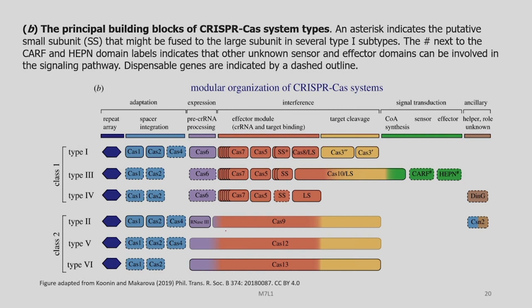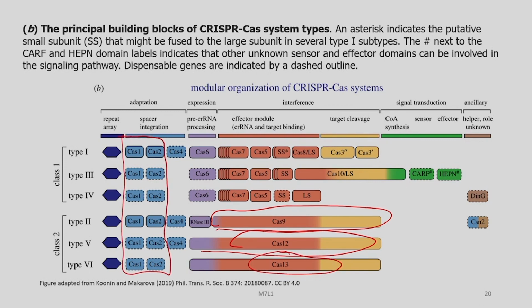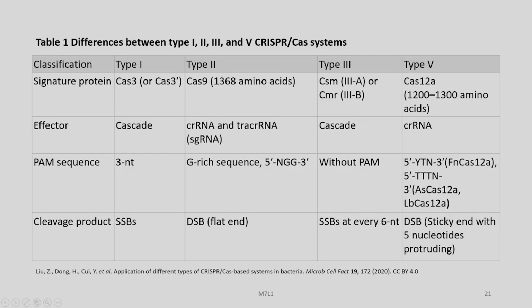We already spoke about these. For example, type 2 has Cas9 and type 5 has Cas12 and Cas13, and in all of these you can see Cas1 and Cas2 are invariably present. In the type 2 CRISPR-Cas9 system, you also have a protein called RNase III, and then you have Csn2. So, we have to remember these proteins in future while discussing the CRISPR-Cas9 system.